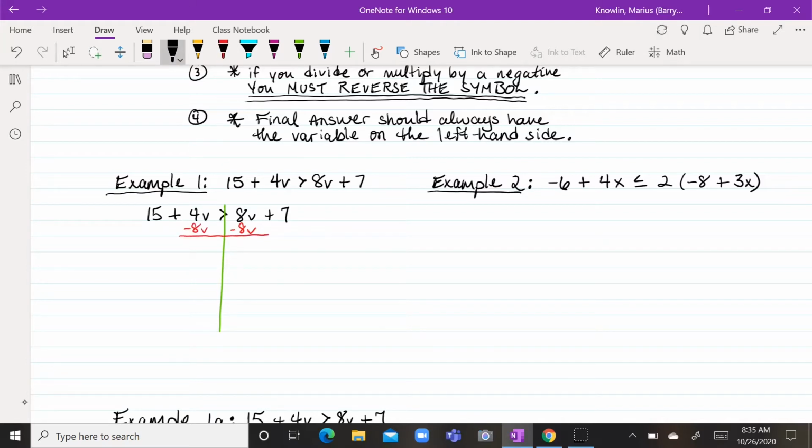When I do that, this becomes 15, not plus, but the positive 4v and the negative 8v combine to make negative 4v greater than 7. Then I want to subtract 15 from both sides. This becomes negative 4v greater than negative 8. Alright, and my last step is to divide both sides by negative 4.